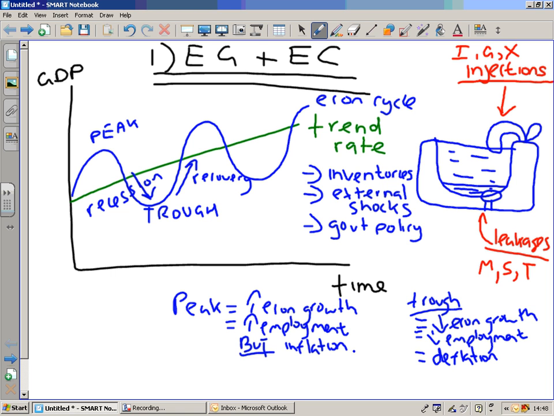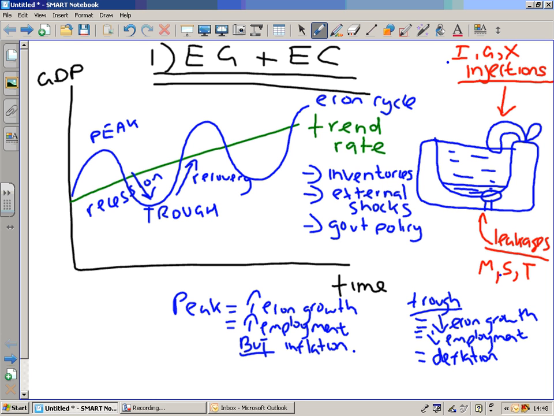We might also use contractionary monetary policy. So higher interest rates will encourage more saving, which is leakage, and also deter borrowing, which in turn reduces the injection known as investment, and brings the economy from a peak back towards a trend rate.